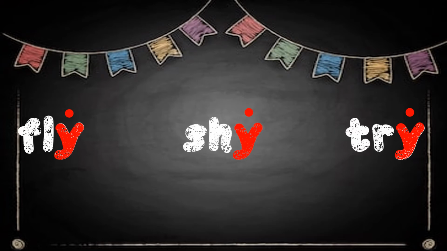Now, are these words accented? Yes, they are. All one-syllable words are accented. When the letter I is open and accented, how do we code it? We code it long and with a macron. Let's go ahead and review these words again. Fly, shy, try.